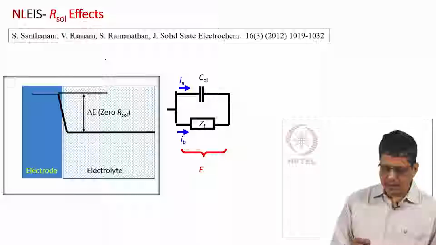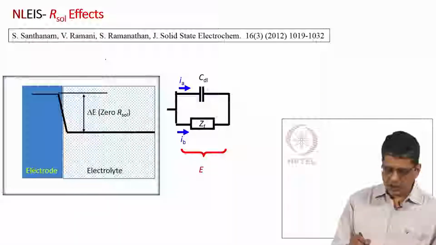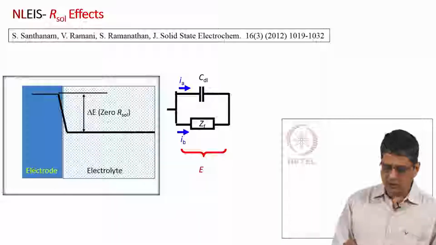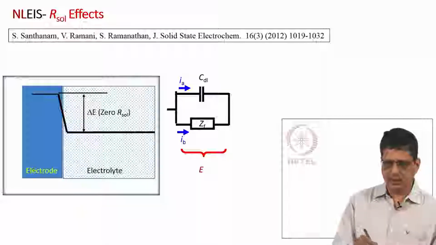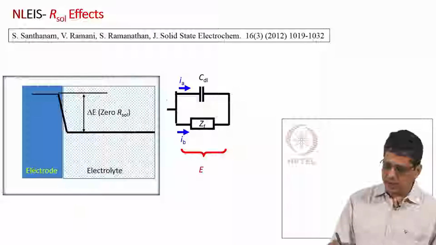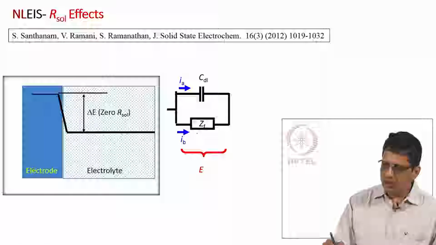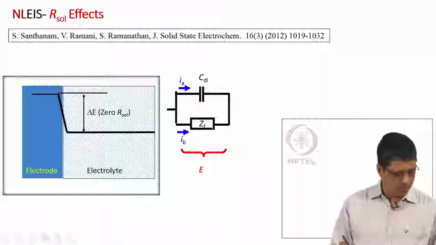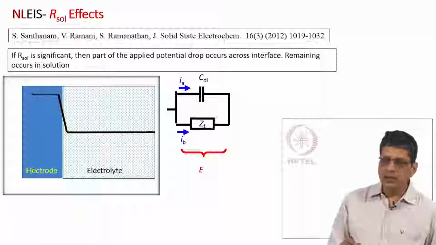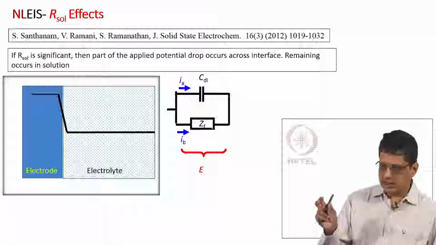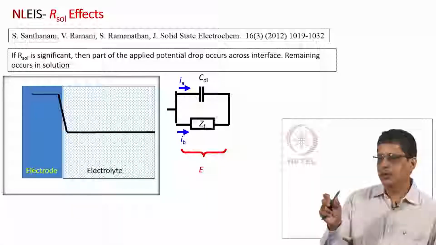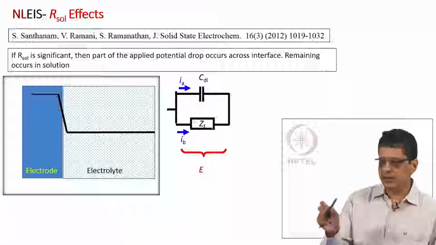This is a schematic illustrating how the potential drop occurs across the electrode-electrolyte interface. If we have negligible solution resistance, we can say that all the potential drop occurs across the interface, and then we can model this with the circuit given here, that is a capacitance in parallel with the Faradaic impedance. In case the solution resistance is significant, then part of the applied potential drops across the solution and part of the applied potential drops across the interface.